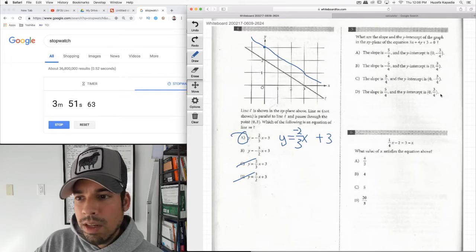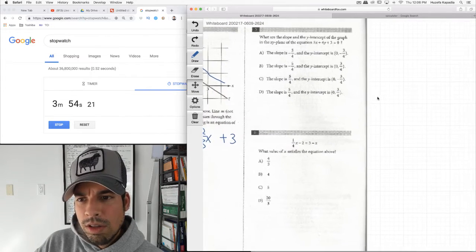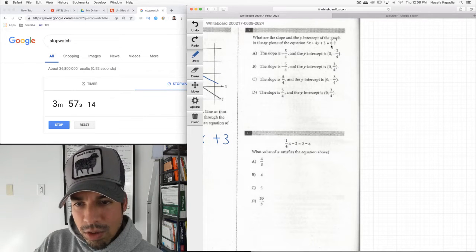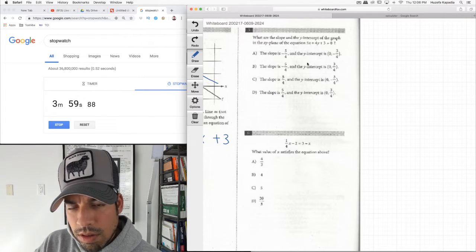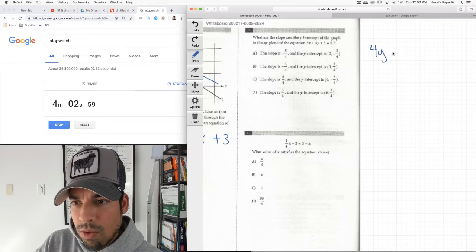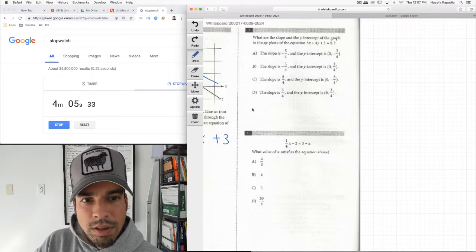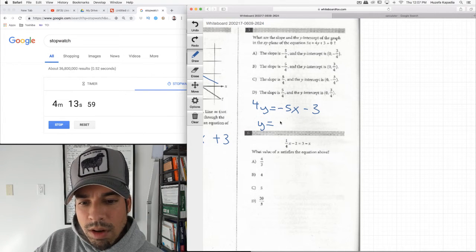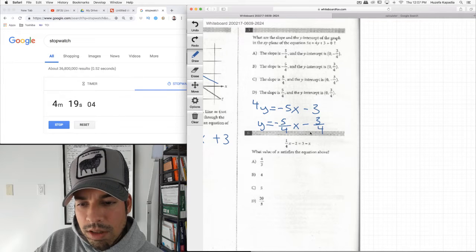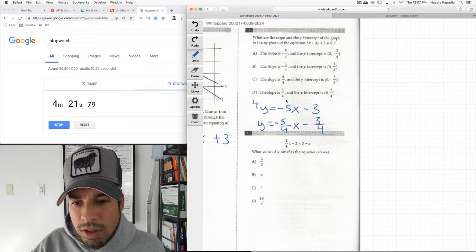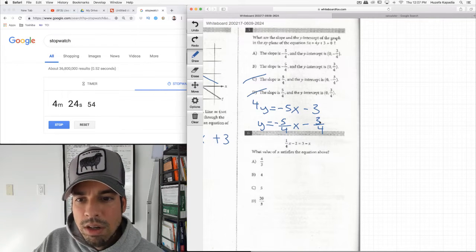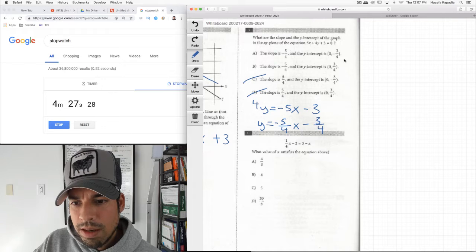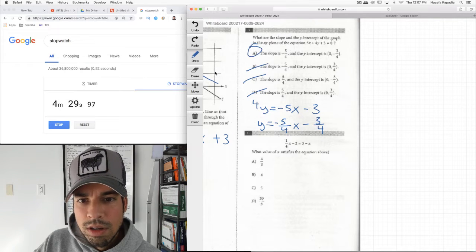A. Next. What are the slope and y-intercept of the graph in the xy plane of the equation? Okay, we need to isolate y, so 4y equals negative 5x, I'm subtracting that, minus 3, I'm subtracting that as well. Divide everything by 4, get negative 5/4 x minus 3/4, which means my slope is negative 5/4, so these guys are out, and my y-intercept is negative 3/4, not 3/4. So it's A.